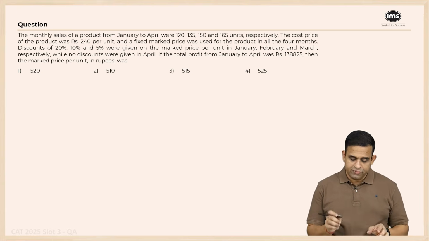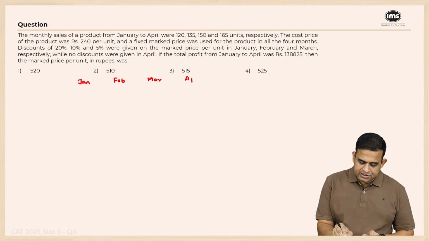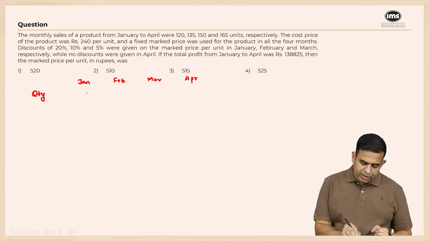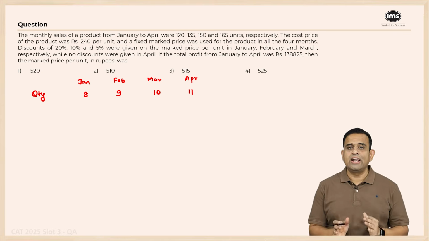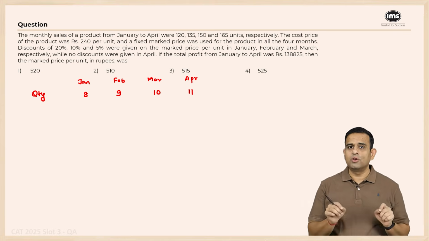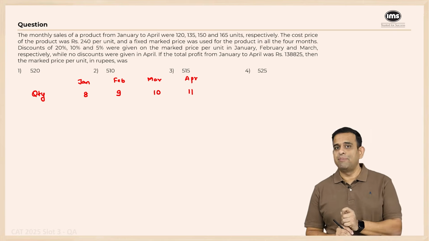But understand, if I change those numbers, so if I write here January, February, March and April, and if I look at the quantity sold and divide them by 15, this will be 8, 9, 10 and 11. This will make my calculation slightly easier. But please note, since I'm dividing each quantity by 15, my total profit should also be divided by 15.